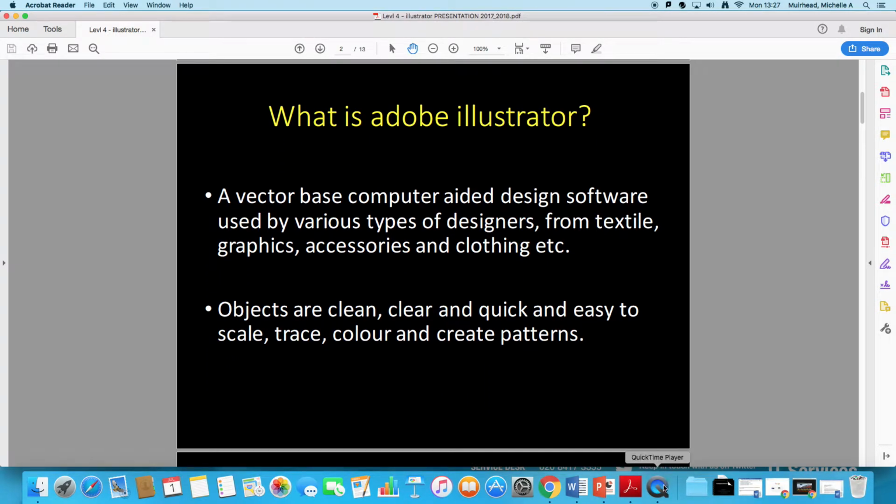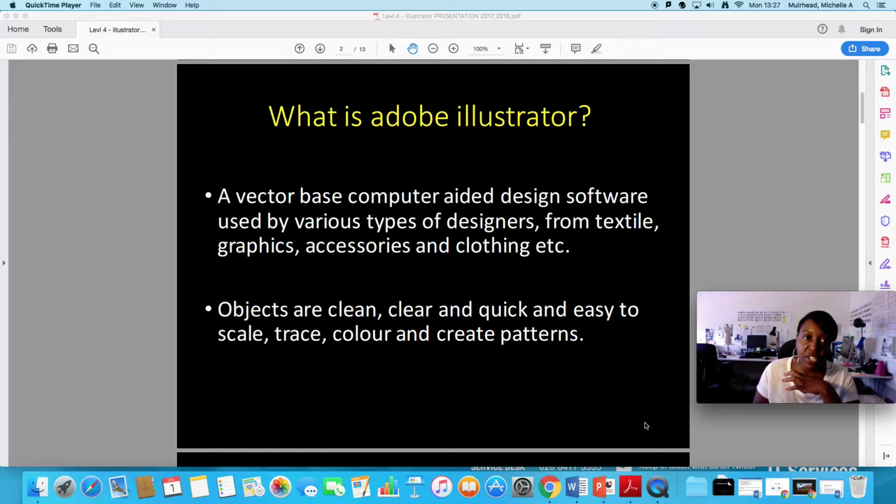Okay, so what is Adobe Illustrator? Basically, it's part of the Adobe suite. It is similar to some of the programs that you may have already used, i.e. InDesign and Photoshop, probably more similar to Photoshop. But Illustrator is vector based, whereas Photoshop is raster based. And they both have their advantages.